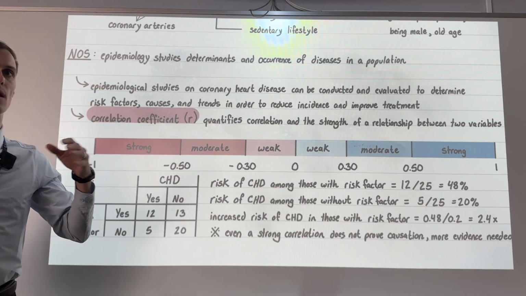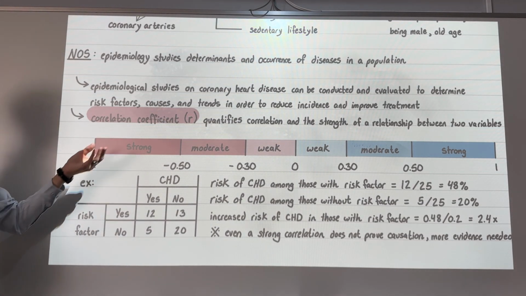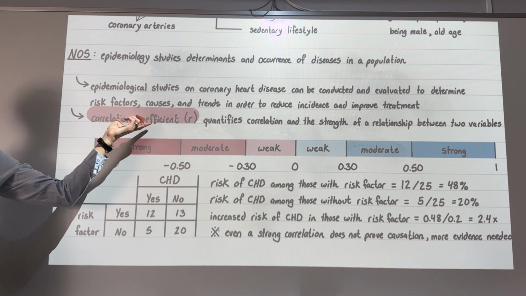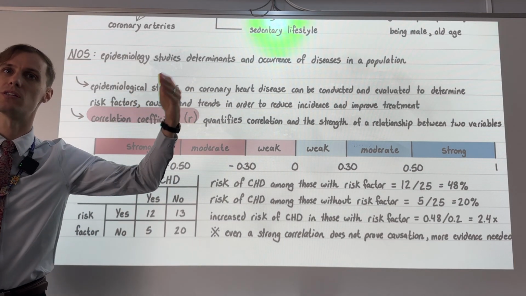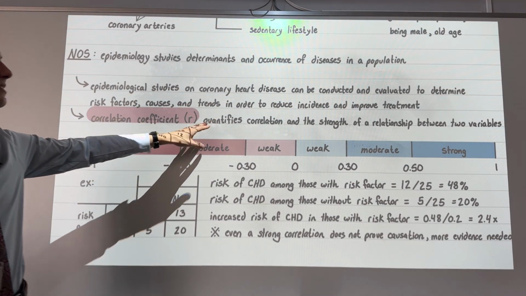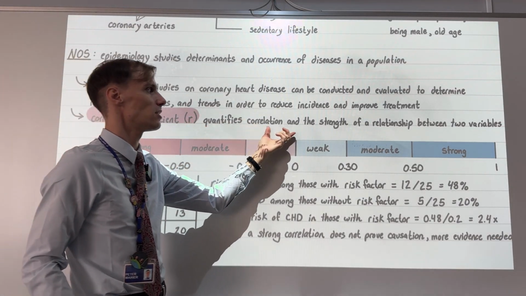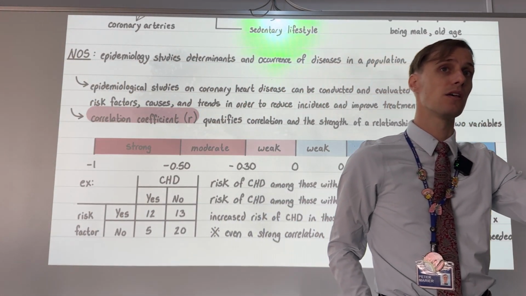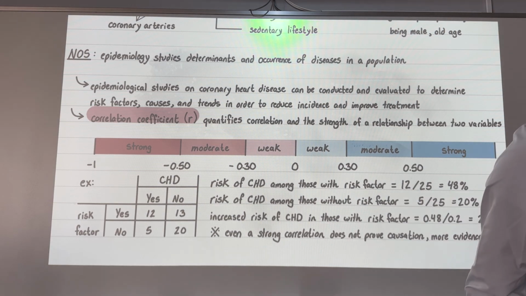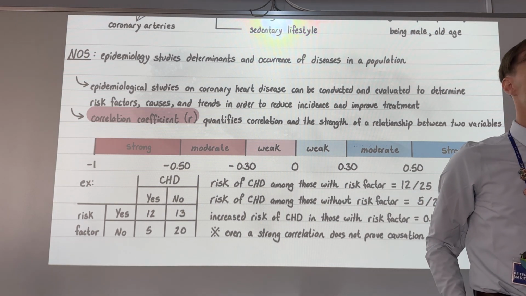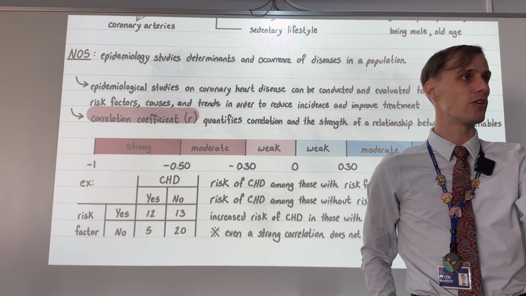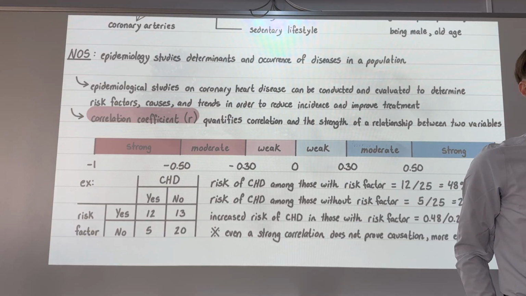Now, the way that we can statistically assess correlation is something called the correlation coefficient, or R, or Pearson's R. What this is doing is quantifying both the strength and the direction, so to speak, of a correlation. A correlation can be positive or negative, and the R value actually tells you all of that.